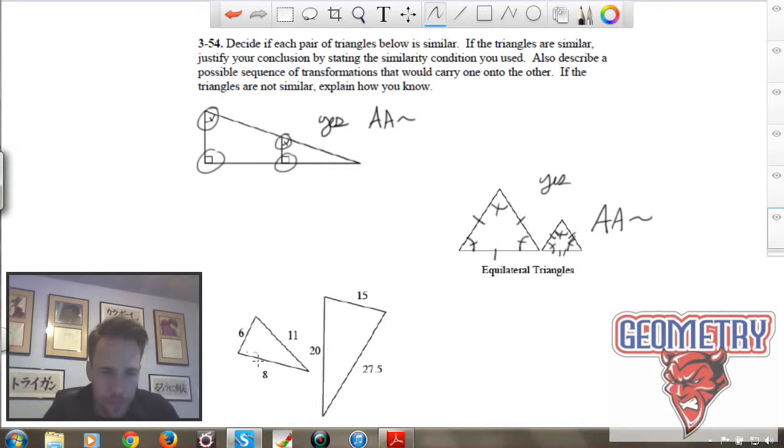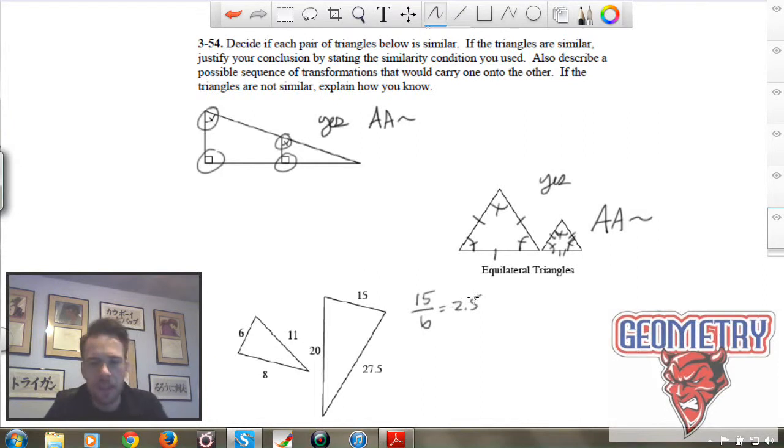For this third one here, we are going to have to do a little work to see if these two triangles are indeed proportional or not. We don't know anything about the angles, so we're going to have to rely on side-side-side similarity. The problem is we don't know which sides match up. 6 may match up with 15, maybe 6 matches up with 20, maybe 6 matches up with 27.5. I don't know. Let's suppose that the 15 matches up with the 6.